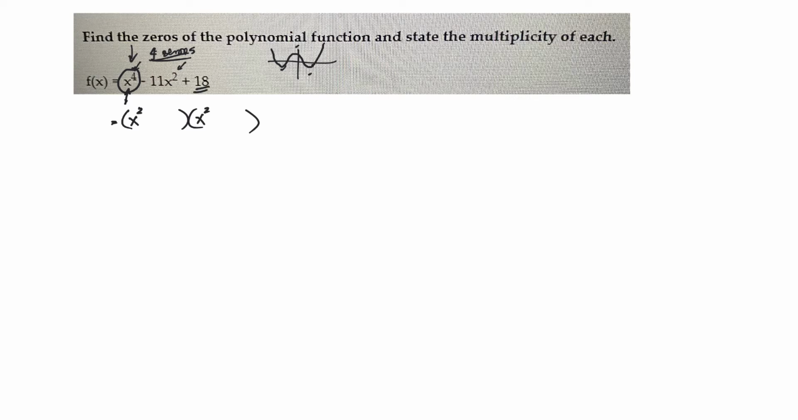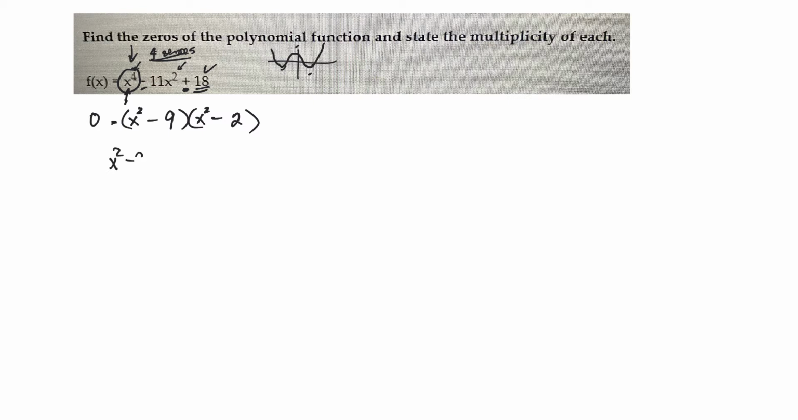What multiplies to 18 and adds to 11? 9 and 2, right? So 9 and 2. This sign is positive, so they both have to have the same sign, and they both have to be negative. So negative 9 times negative 2 is a positive 18. Negative 9 plus a negative 2 is a negative 11. So there we go. So let's equate it to 0, and then we can determine the zeros.